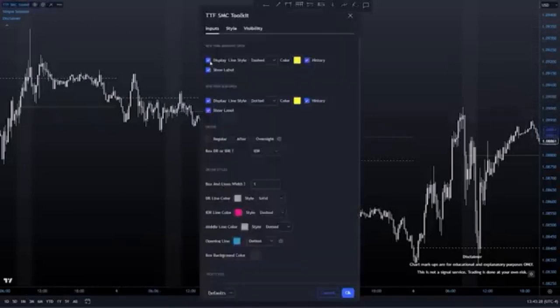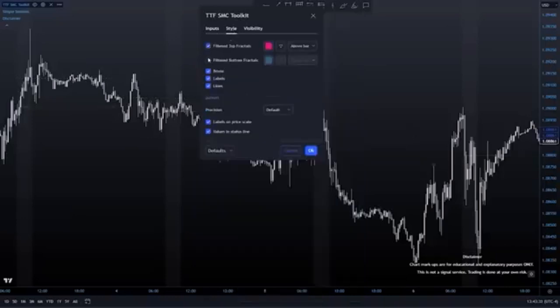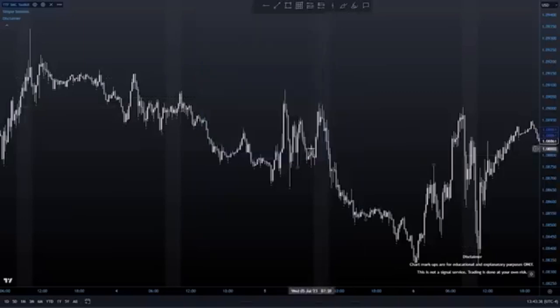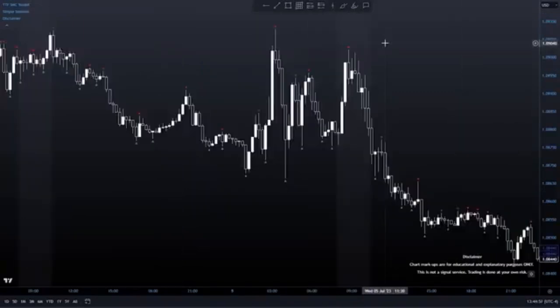To turn on the Williams fractals, we're going to come to the Styles tab and check the Filtered Top Fractals and Filtered Bottom Fractals boxes. First and foremost, it's worth noting that Williams fractals print late. When you see a fractal above or below a candle, that fractal printed 2 candle closures after the candle being denoted by the fractal. So for example, this top fractal would have printed at the close of this candle, and this bottom fractal would have printed at the close of this candle.